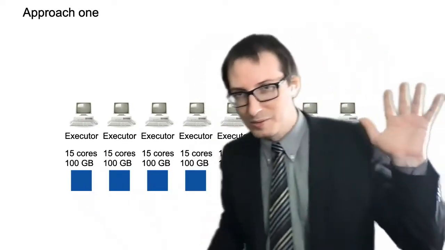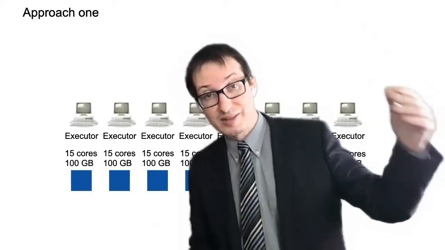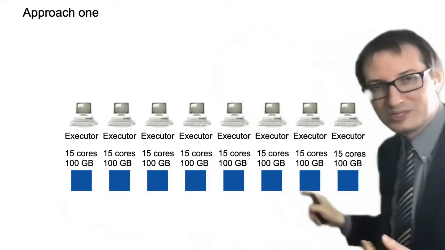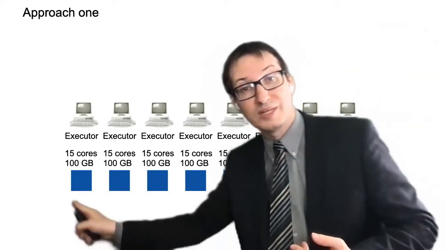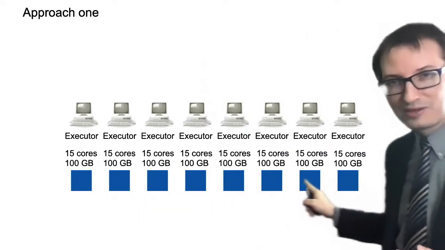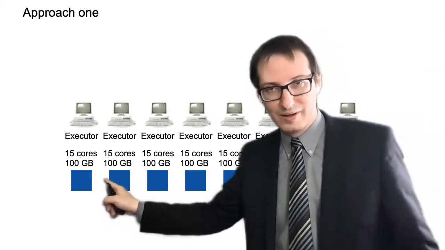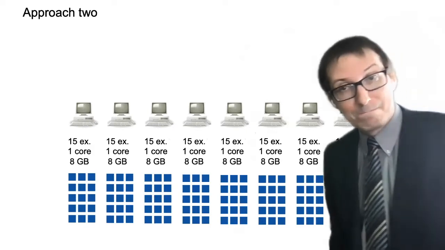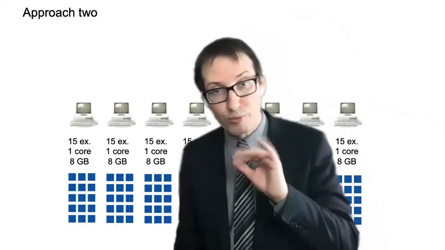And this is the picture I showed you in the past few weeks, that we have 15 tasks in parallel on each executor, and in total, it's 15 times 8. It's 120 tasks that are thus executed in parallel on that cluster. All right, this is approach one. Approach two is to say 1 core per executor.